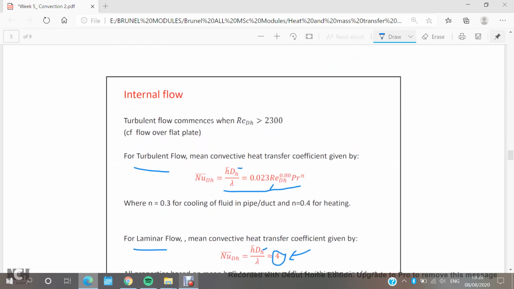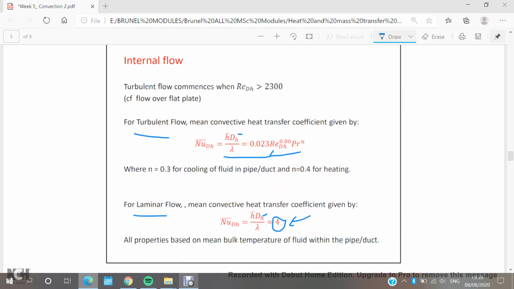So in case of laminar or turbulent flow, we have the Reynolds number and we have the equations with which we can find out the heat transfer coefficient by calculating it. Remember that we have here two different values of n, based on the relation between the flow and the surface of the pipe. So if I have a cold fluid, for cooling the fluid, it will be 0.3, and if I have a fluid for heating, it will be 0.4.